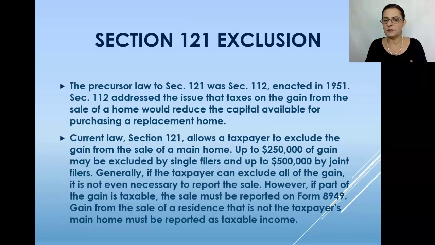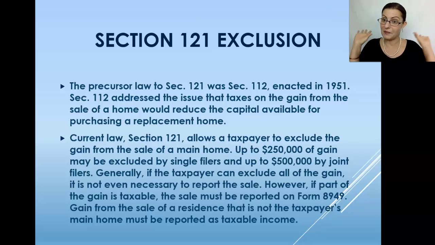There's an exclusion of up to $500,000 by joint filers. And there are special rules for married couples. But if you have, for example, an unmarried couple that own a house together, then they can exclude up to $250,000 of gain each, right? They would sell the home and then they can exclude up to $250,000 each. But when it's a married couple, it's $500,000. It's still $250,000 each, right?